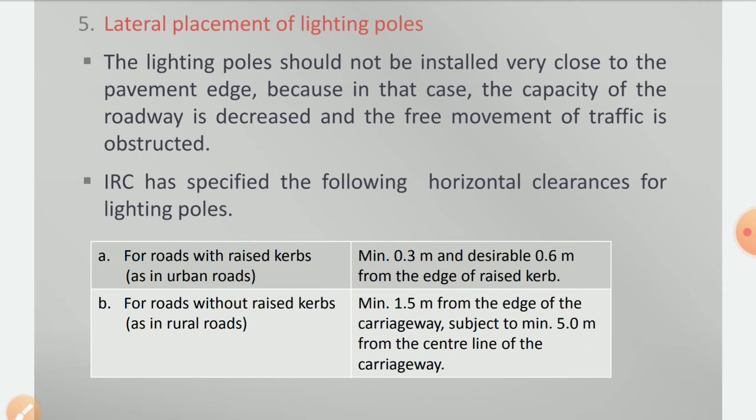So your lighting poles should be properly installed, very close to your pavement edge. Because in that case the capacity of the road is decreased and the free movement of the traffic is obstructed. So the lighting pole should not be installed very close to the pavement edge. If you install it very close to the edge, the capacity of the roadway decreases, and that will obstruct the movement of the traffic.